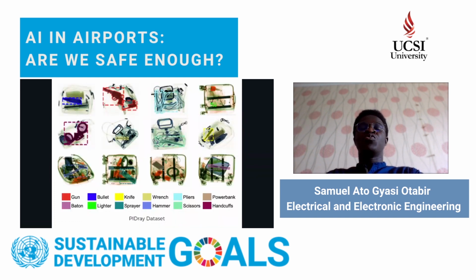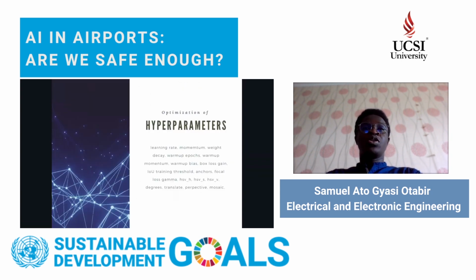So these are the items we want to detect in our baggage. We want to detect all of these, from guns to handcuffs. All of these things are not needed in a bag, so we want to detect them. And before we build our model, we want to optimize our hyperparameters. We want to optimize learning rate, momentum, weight decay, and everything. After we optimize it, that's where we put it in our trained model.